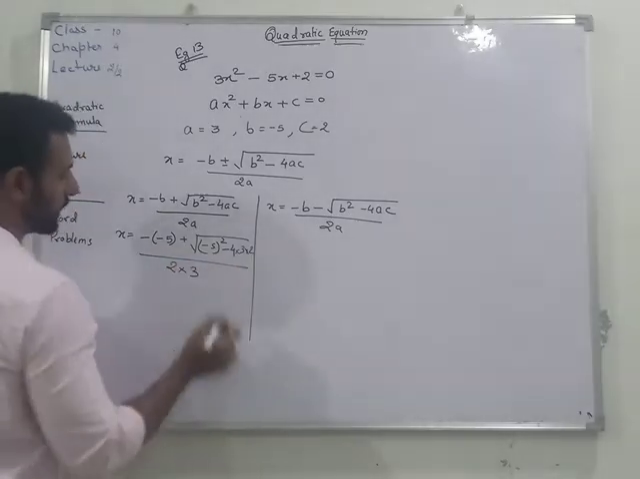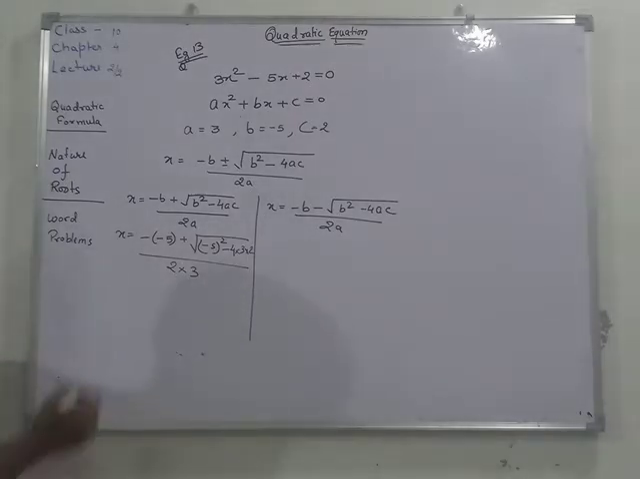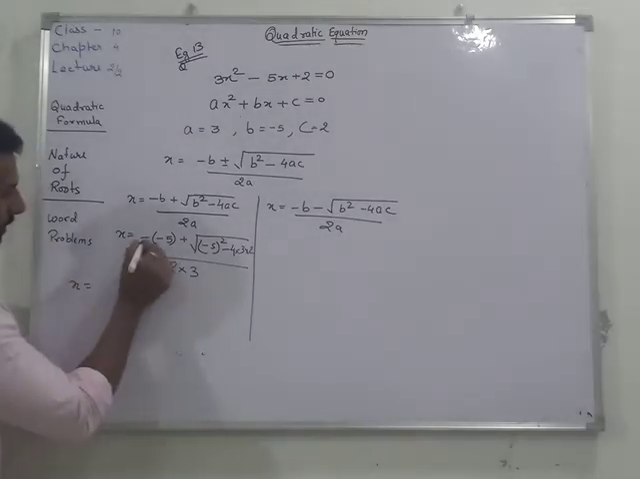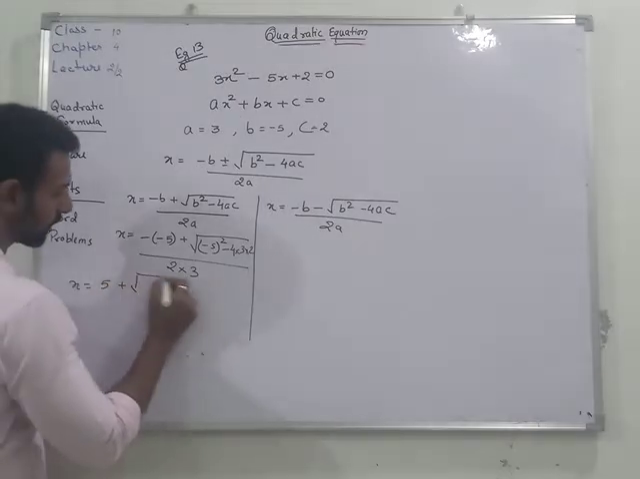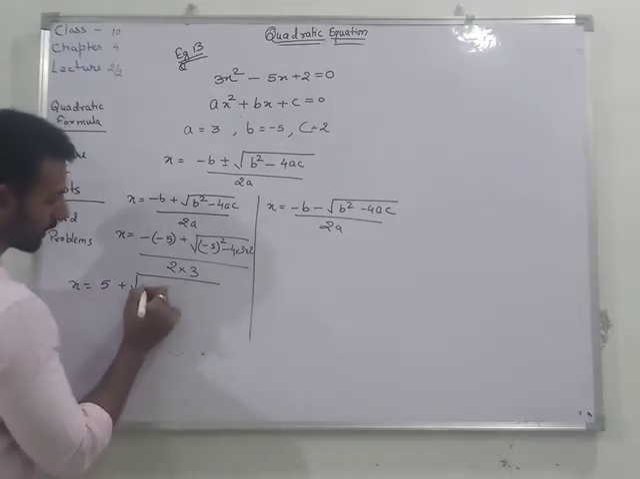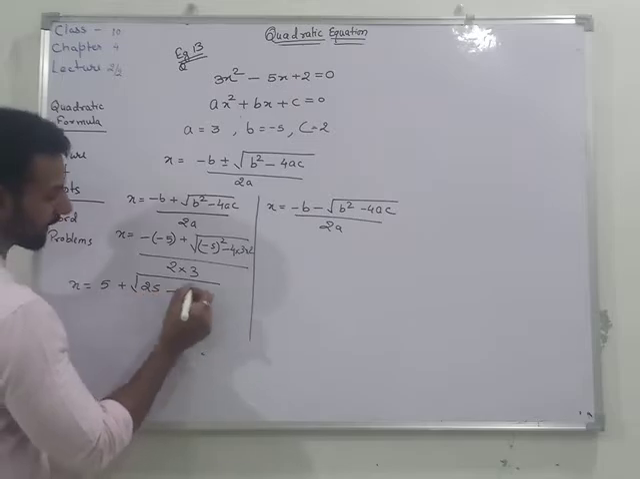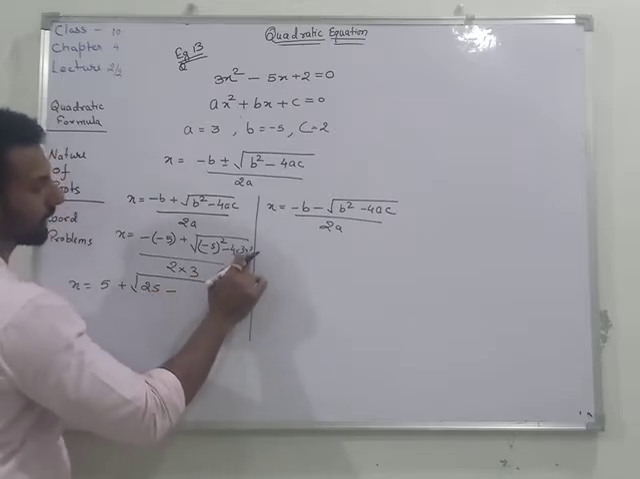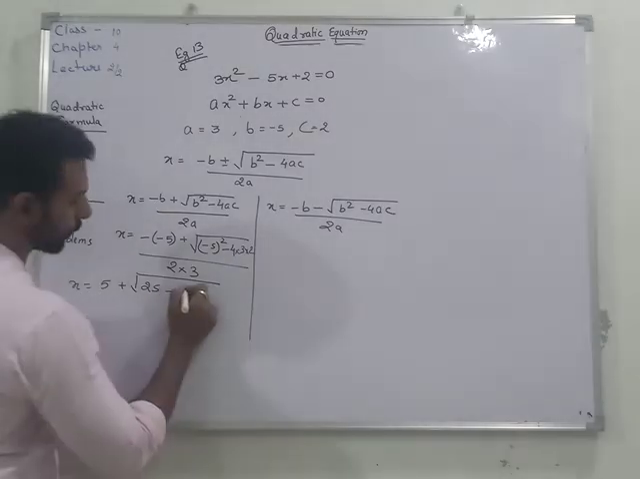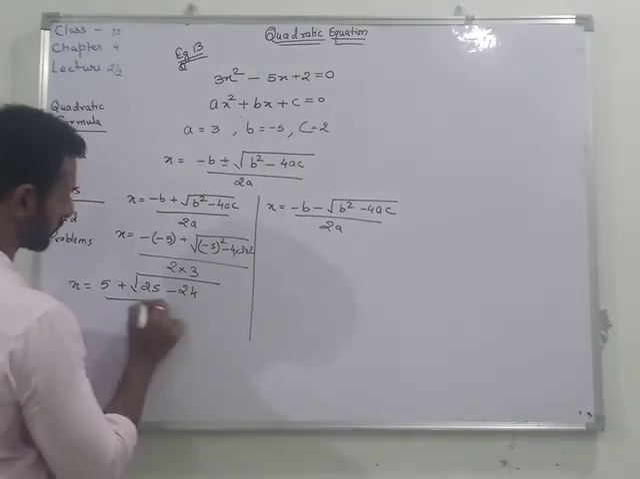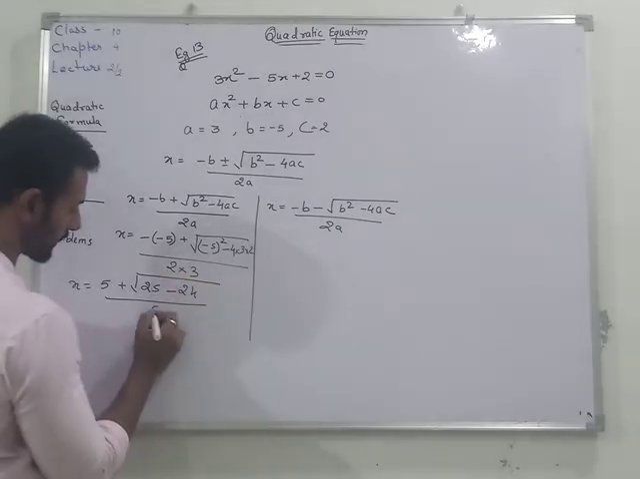A is 3. Now solving this, we will be getting x is equal to minus into minus, plus 5 plus under root minus 5 square, which will be 25, minus 4ac. 4 2s are 8, 8 3s are 24, upon 2 3s are 6.